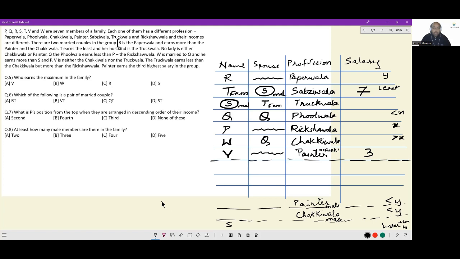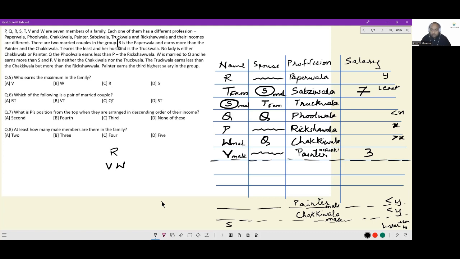I will start all over again. R, the paper wala, earns more than the painter and chakki wala. R has a better rank than painter and chakki wala. V and W. R, the paper wala, earns more than painter and chakki wala. T earns the least and her husband is the truck wala. No other lady is chakki wala or painter. Okay. So painter, this is male.